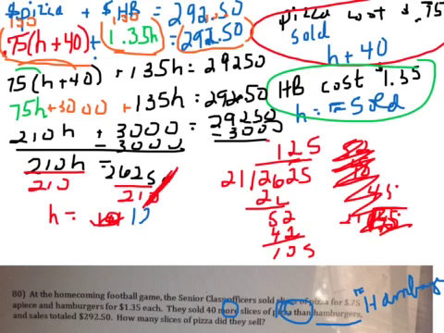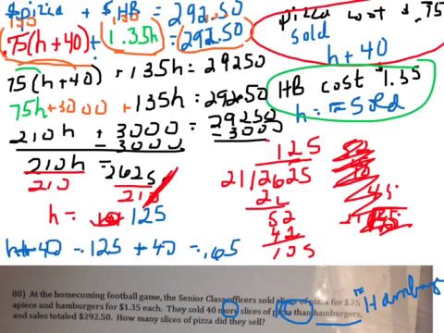I sold 125 hamburgers. But what they wanted to know is how much pizza did I sell. Well, the pizza was H plus 40. So it's just 125 plus 40, which is, I sold 165 slices of pizza.